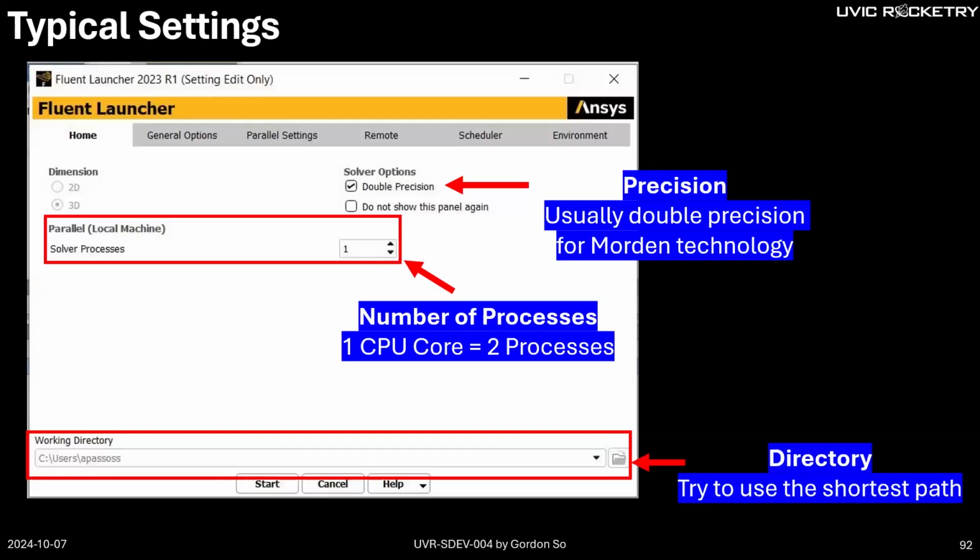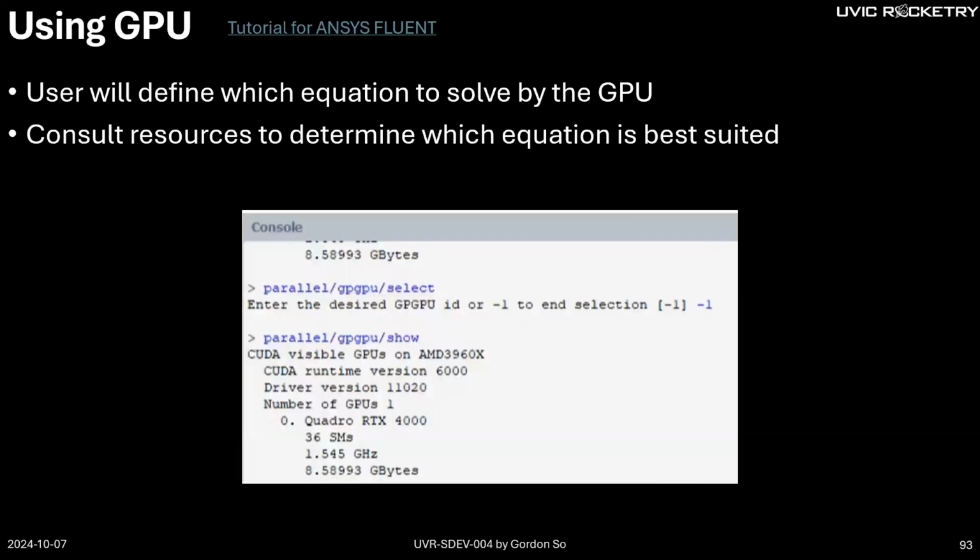And the last thing is directory. This is really important. Try to set the shortest path. Some software has limitations on path length. For example, SolidWorks has an upper limit of 252 characters. After that, it will not run any FEA on SolidWorks. So make sure you know the limitation of your software and pick a directory that is the shortest, because it will be the fastest when it reads the files.